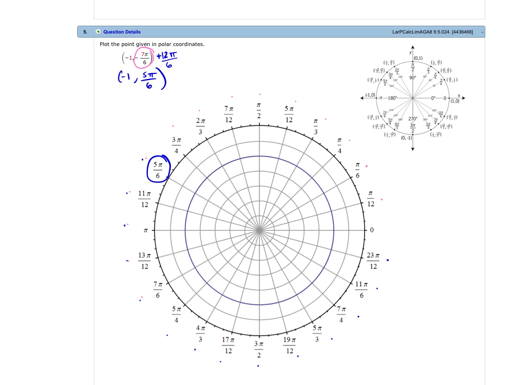Since it's a negative r, are we going towards 5 pi over 6 or away from 5 pi over 6? We're going away from 5 pi over 6. So instead of going towards the direction of 5 pi over 6, I'm going to go in the opposite direction, 1. So my point would be there.